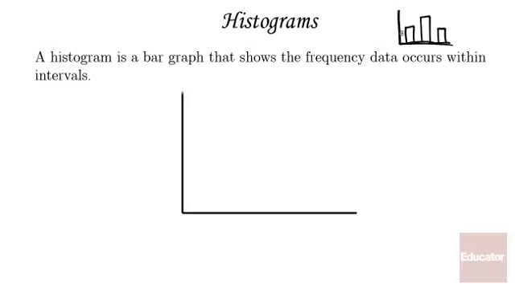Now, a histogram is almost identical to that, except a histogram shows the frequency. It shows how many times something occurs, how frequent something occurs. And it's also going to be within intervals. So on this horizontal side right here, this is going to show the intervals. And then this right here is going to show the frequency, how many times.